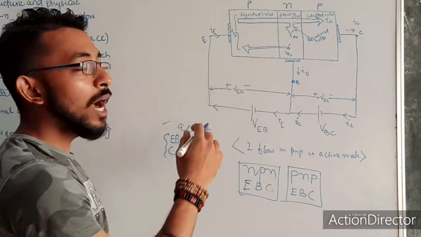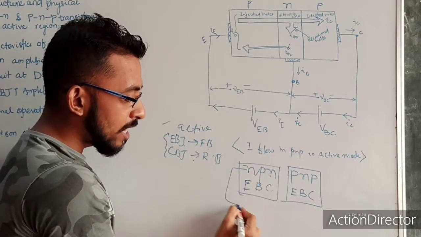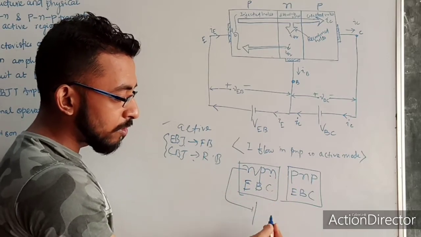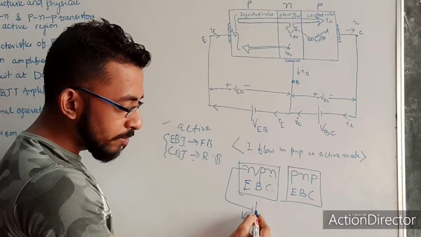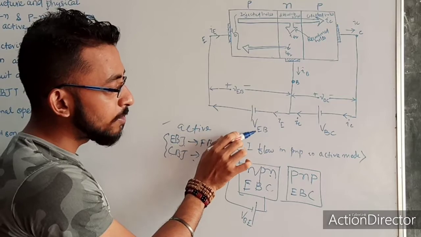In that case, how was it becoming forward bias? In NPN, N was connected to the negative terminal, P was connected to the positive terminal. Then it was written as VBE, because base voltage is higher. Here you see it is written as VEB.